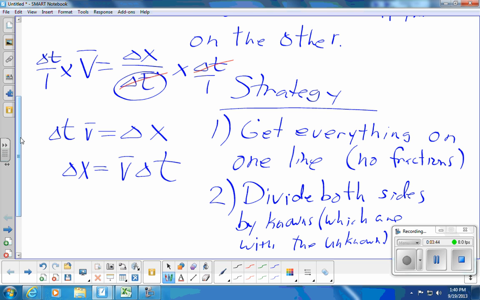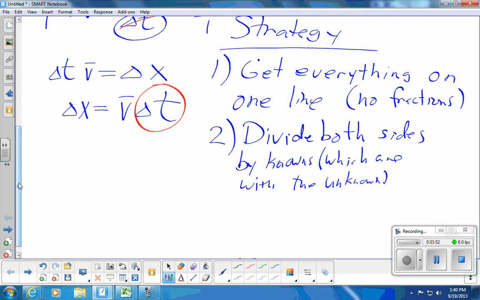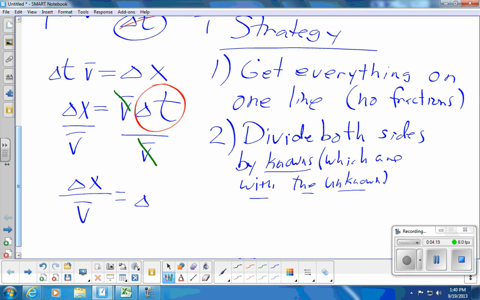in this case, if I'm looking for delta t, if that's my unknown, and I know average velocity and I know displacement, then I say, oh, well, I've got an unknown. I want to leave that by itself. I'm going to divide both sides by the knowns which are attached to the unknown. In this case, that's average velocity. So I'm going to divide both sides by average velocity. That leads to the average velocity canceling out on the right-hand side, and I get delta x, displacement over average velocity, equals delta t. And now I've solved the equation for delta t.